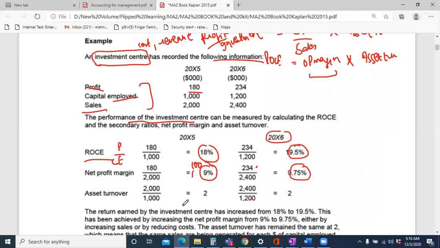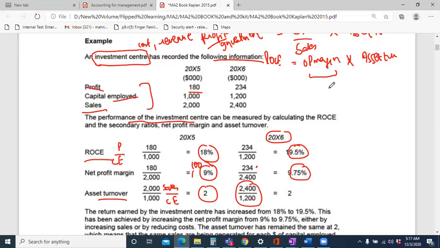And now about asset turnover. Asset turnover is how many times the capital employed. So put sales in the numerator. The formula is sales over capital employed. 2000 divided by 1000, so asset turnover in 2005 was 2 times. Then asset turnover in 2006: sales over capital employed, 2400 divided by 1200. So asset turnover was the same in both the years.